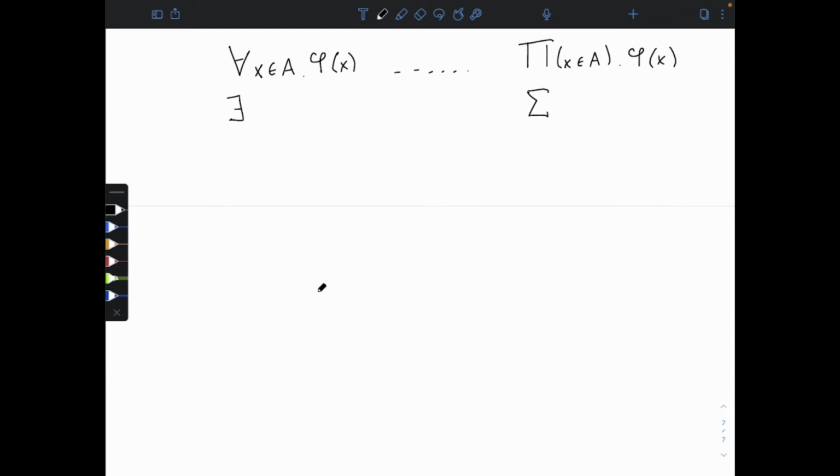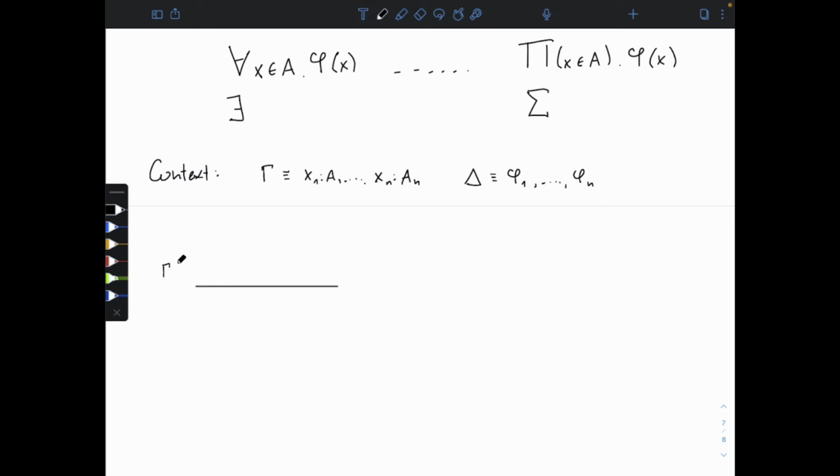What is the introduction for exists? The introduction for exists says that if you have, so now I have to be careful because I'm going to have variables. So let's have some contexts. I'm going to have a context gamma of variables. But then I also have a context delta of hypotheses. Remember last time I had several of these.